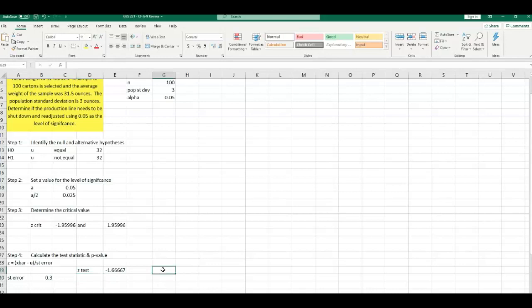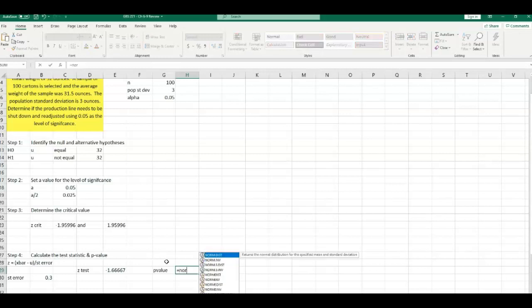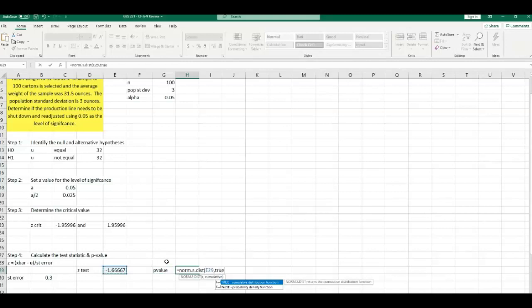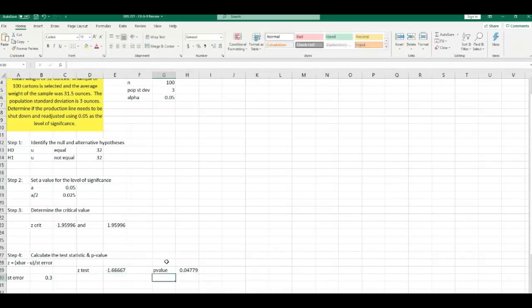But then we need the p-value. And our p-value here, all that is the probability, right? Just like what we did back in the first couple questions. We just need to find the probability. So we take norm.s.dist, and it's going to be asking for a z-score. So we put in our test statistic, and we put true. And that comes back with 0.0478.